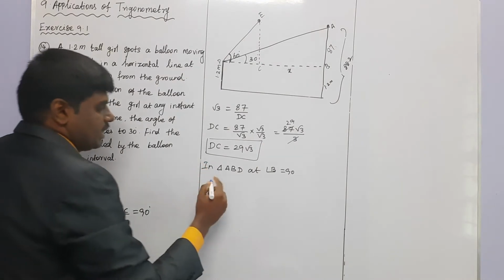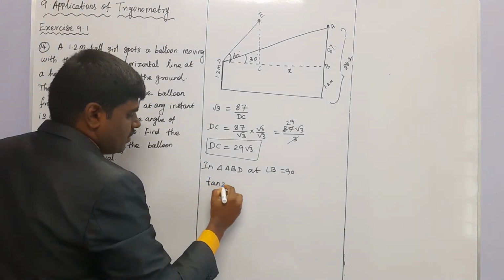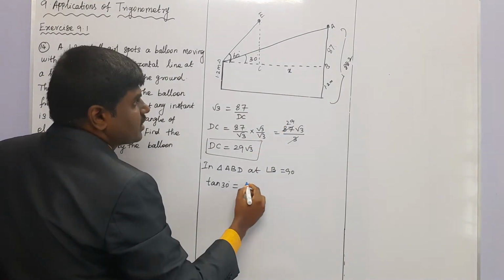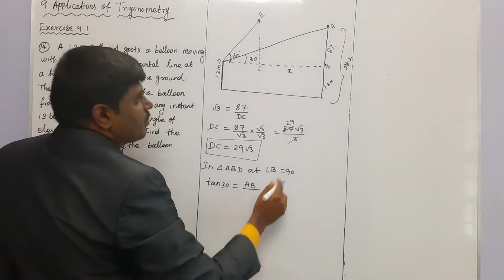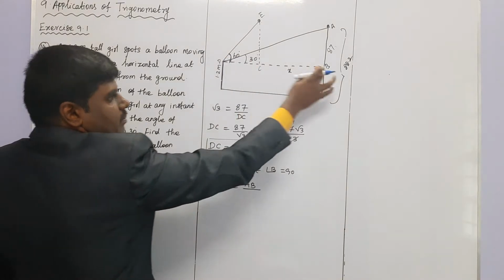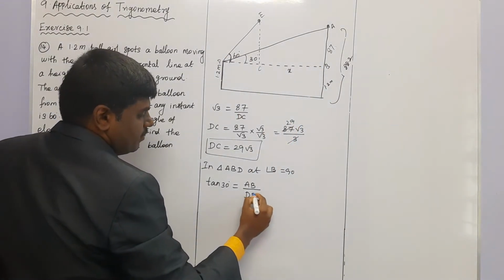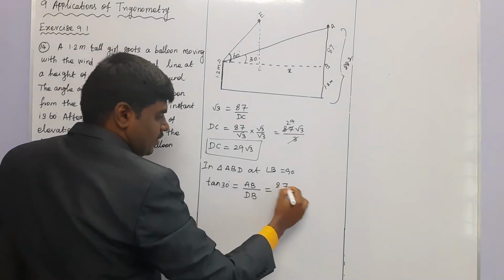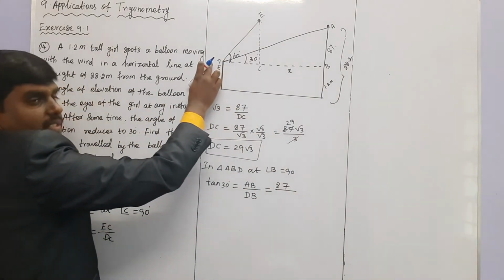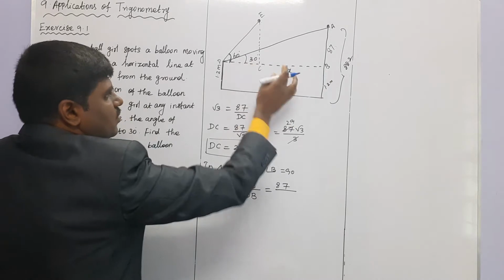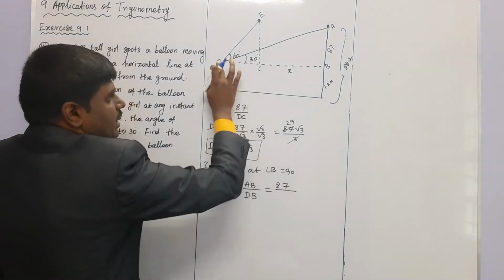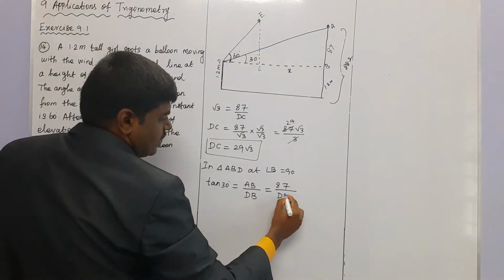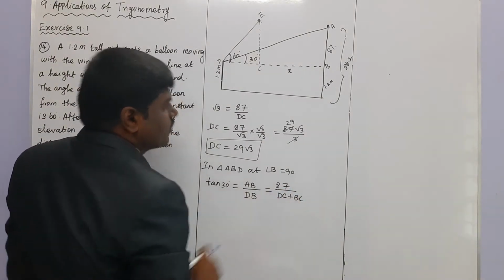In the same way, tan 30 degree is equal to, using the formula, opposite side by adjacent side. What's the value? AB by adjacent side DB. So AB, I know that AB is equal to 87 by DB. DB means the total distance. Here DB is equal to DC plus BC. DC plus BC, that's clear?